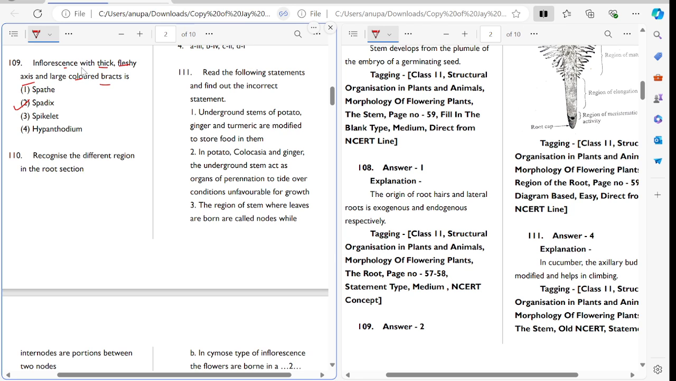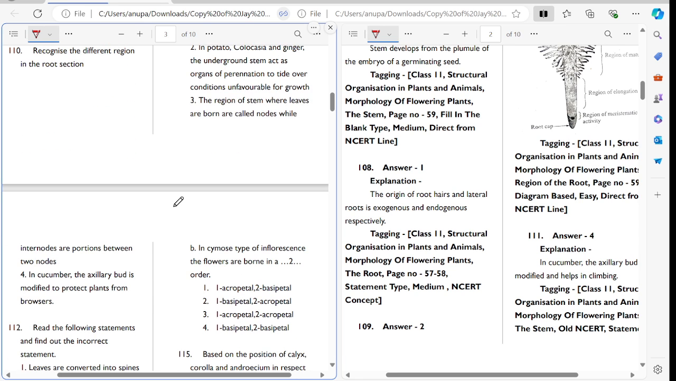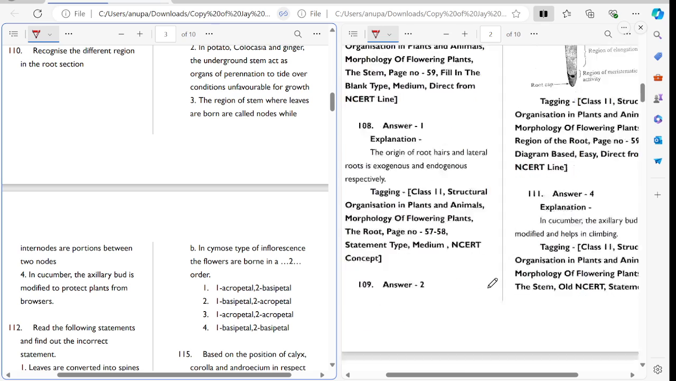The inflorescence where there is a thick fleshy axis and also large colored bracts is known as spadix. In fact, the colored bract is known as spathe. So the answer for this question will be option number 2, spadix. Let's move to the next question, that is question number 110.